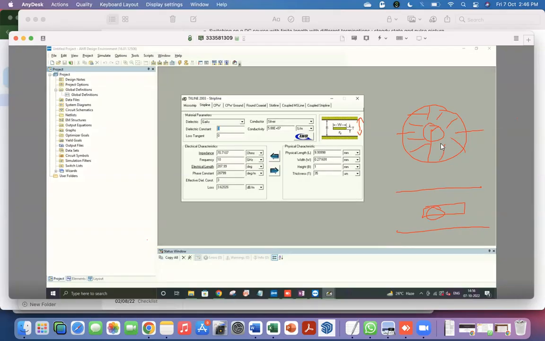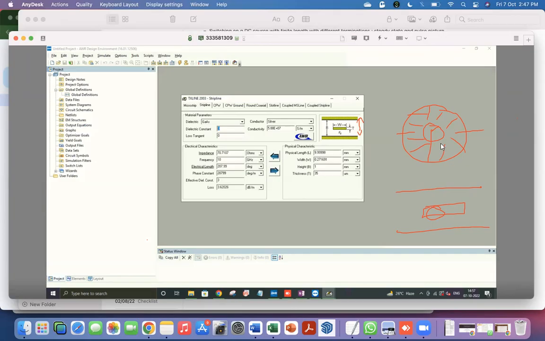But again, from the intuition we have been developing, you can realize that there are only two main dimensions here, the total gap and the width. So if the width becomes larger, the capacitance is going to increase and the inductance is going to decrease, and vice versa. And if your gap becomes larger, the capacitance is going to decrease and the inductance is going to increase, because of the shielding effect going away as the ground planes go further apart from each other.